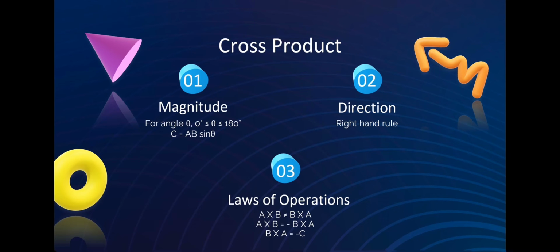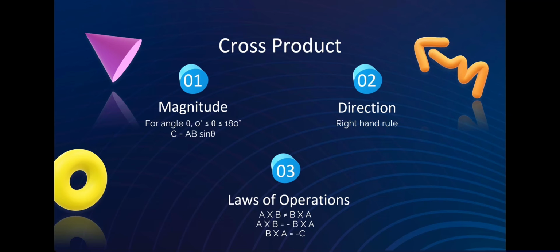Next we have cross product. In this cross product we have three things we need to remember. This is so simple, shortened from the cross product itself. The first is magnitude. For the magnitude, when the angle theta is located between 0 to 180 degrees, we use the formula C equal to AB sin theta.